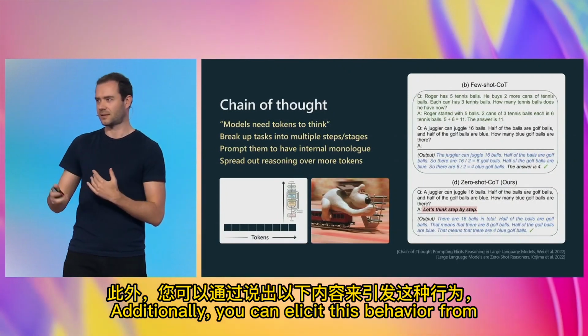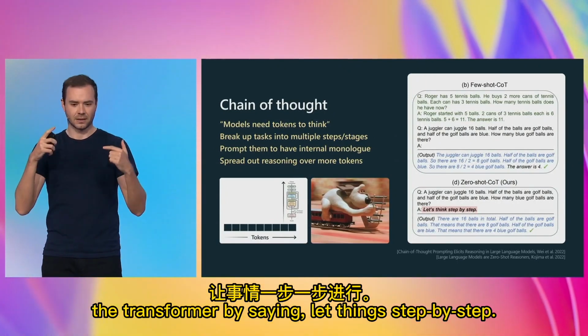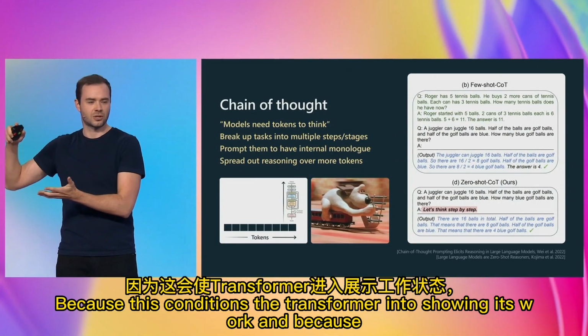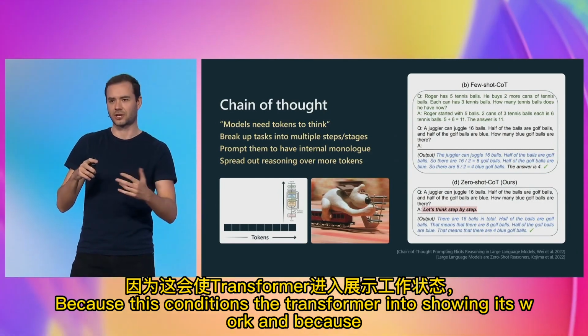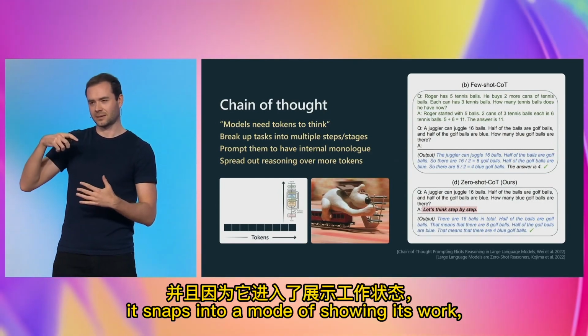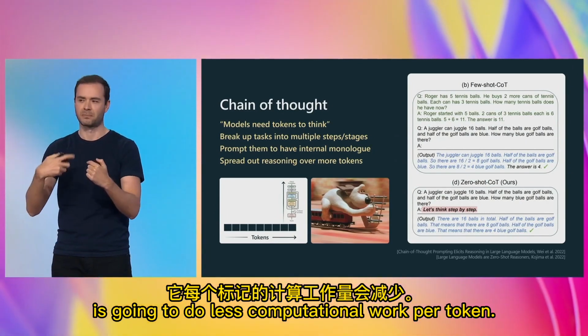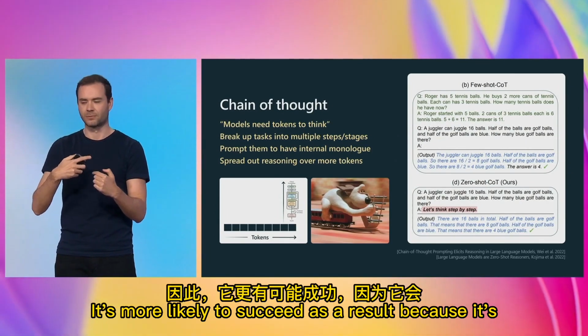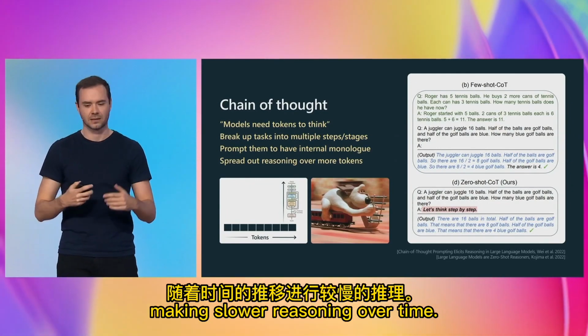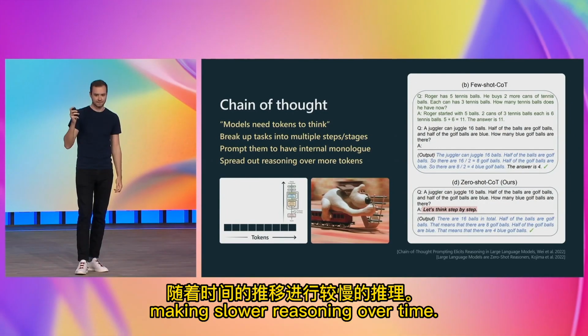Additionally, you can elicit this kind of behavior from the transformer by saying, let's think step by step, because this conditions the transformer into sort of showing its work. And because it kind of snaps into a mode of showing its work, it's going to do less computational work per token. And so it's more likely to succeed as a result, because it's making slower reasoning over time.